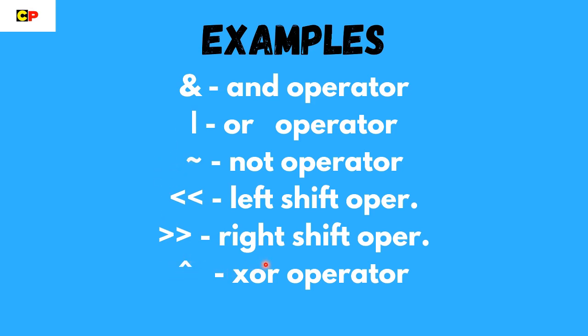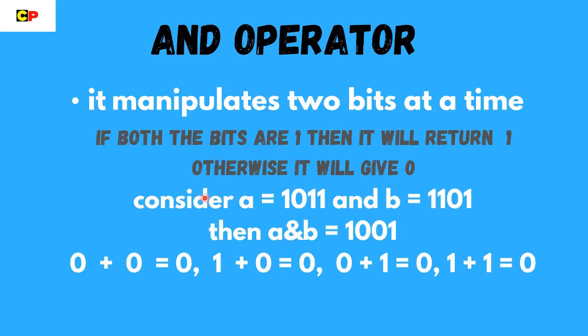So let's start our discussion with the AND operator first. It manipulates two bits at a time. As we have discussed, bitwise operators can operate on two operands or one operand, but the AND operator needs two operands to operate. That means it needs two bits: either 0 and 1, 1 and 0, 0 and 0, or 1 and 1. So there can be four scenarios where the AND operator has to find the value. Out of those four scenarios, if both the bits are 1, then it will return 1.